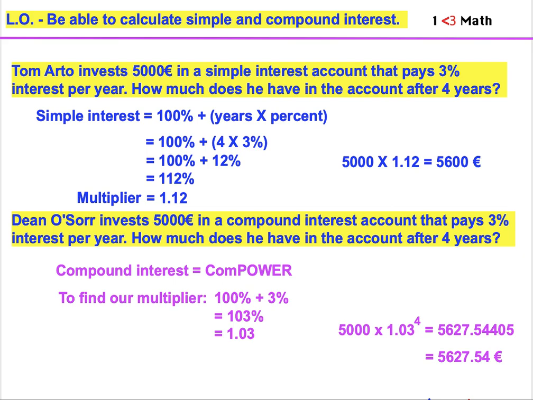So, just to recap what we've said there, for simple interest, we're doing years times percent and adding that onto 100% to get our multiplier. For compound interest, we're adding on the percent to 100% and then we're putting it to the power of years. So I hope that's been a helpful tutorial for simple and compound interest.